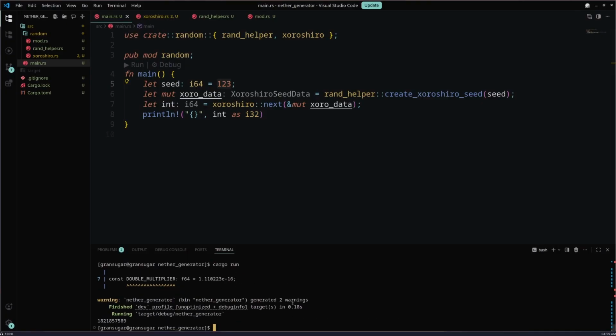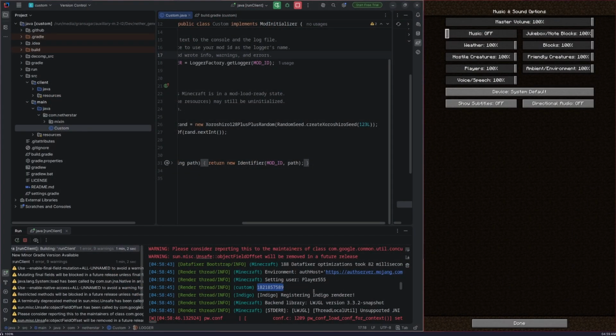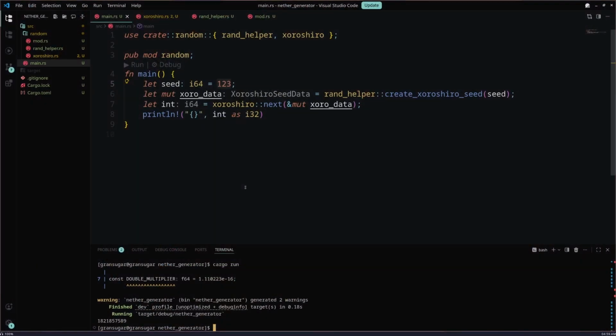We get 1-821-857-589. In here, 1-821-857-589. Minecraft and this are officially generating the exact same random numbers.